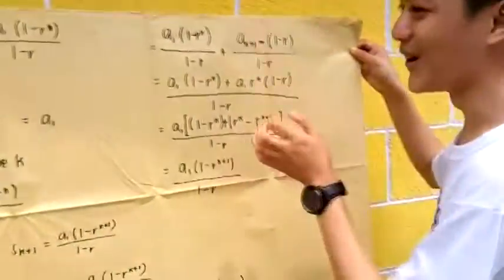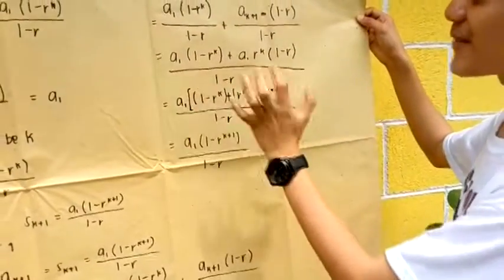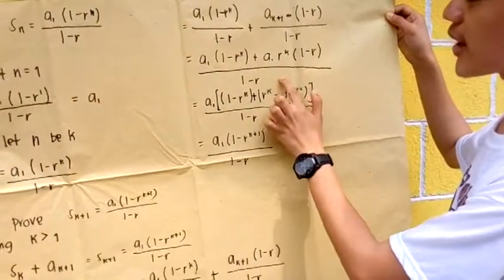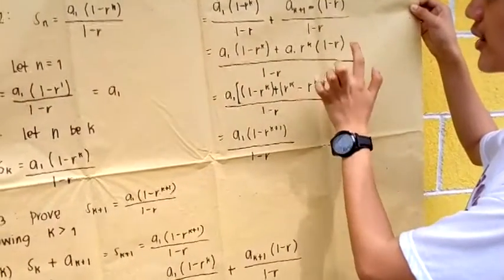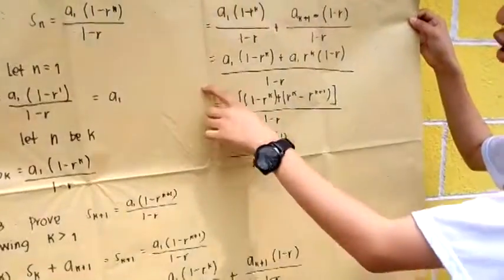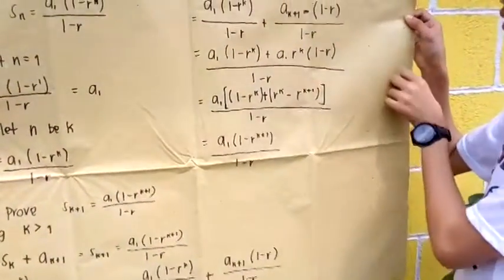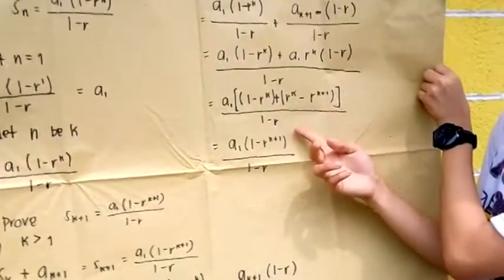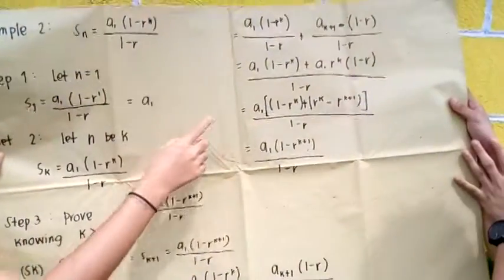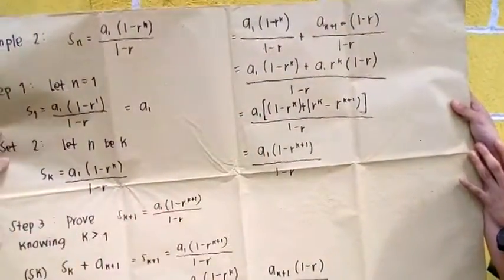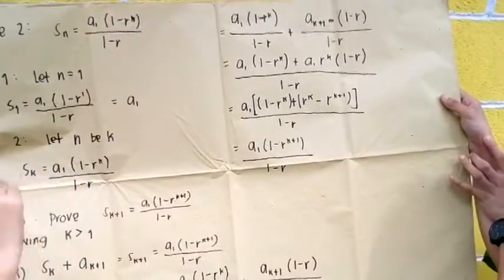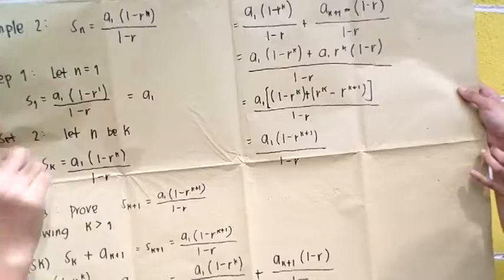A sub 1 times the quantity of 1 minus r raised to k plus A sub 1 times r raised to k times the quantity of 1 minus r all over 1 minus r. So, we will have this. We will have A sub 1 times 1 minus r raised to k plus r raised to k minus r raised to k plus 1 over 1 minus r.